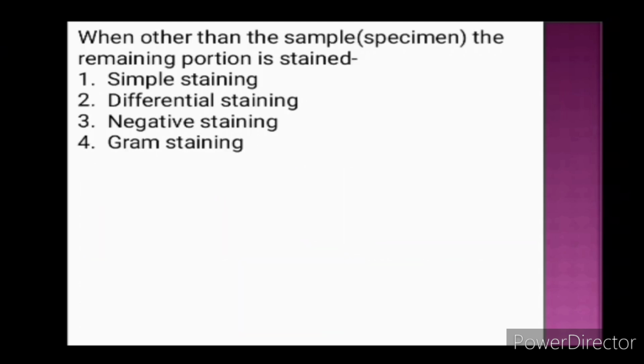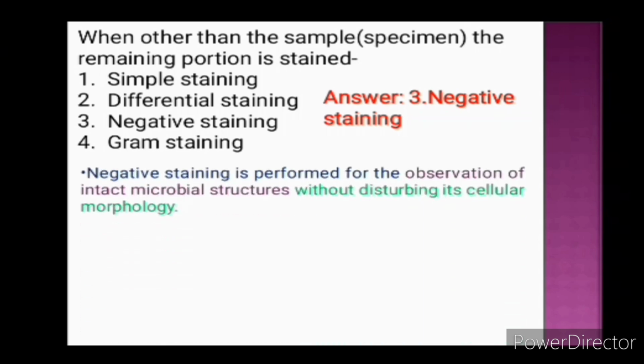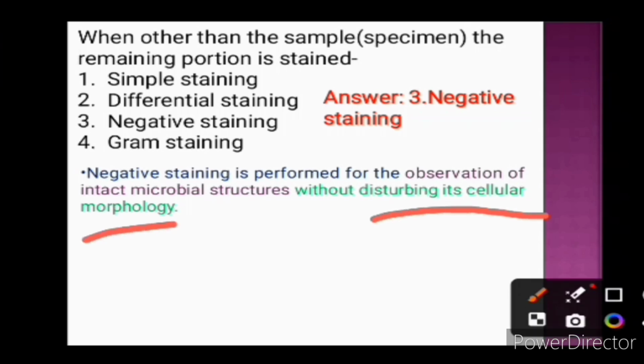Next question. When other than the sample, that is the specimen, the remaining portion is stained, then this staining procedure is known as option 1 simple staining, option 2 differential staining, option 3 negative staining and option 4 is gram staining. And the correct answer is option 3 negative staining. So, in negative staining, the sample is not stained, rather the remaining portion is stained. It is performed for the observation of intact microbial structures without disturbing its cellular morphology.